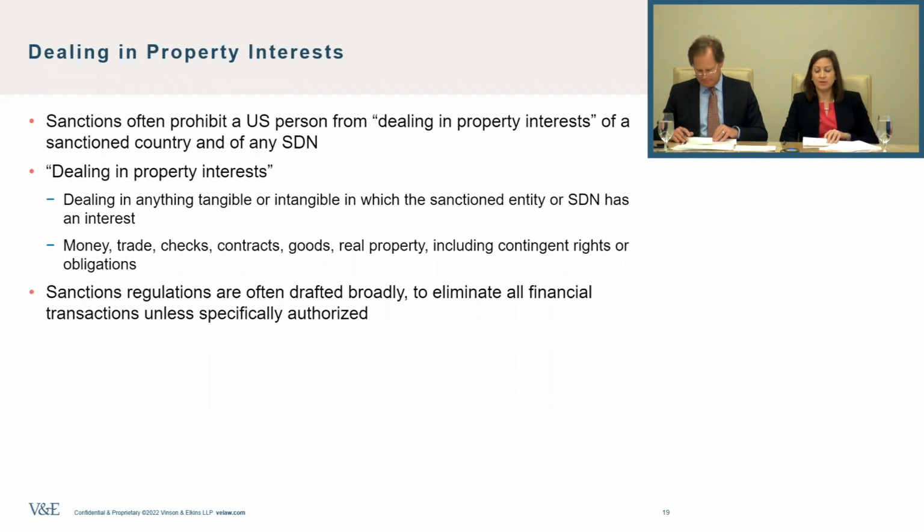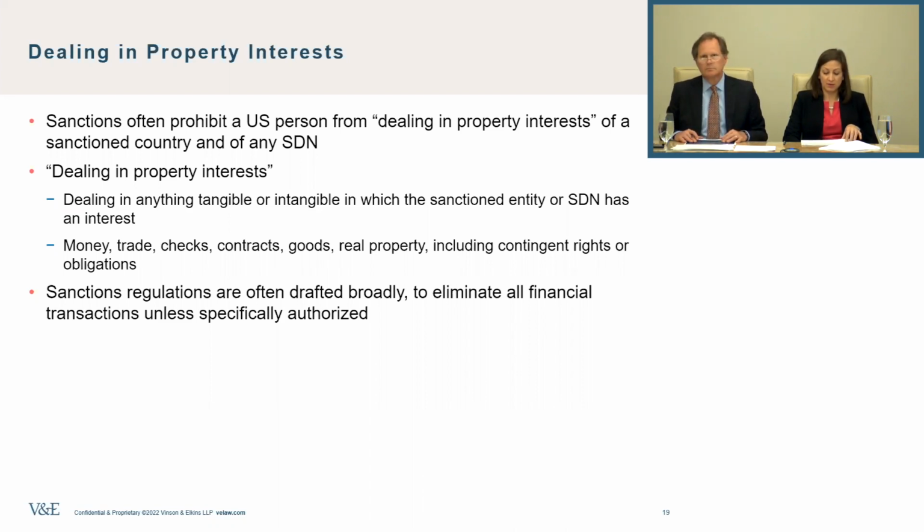Dealing in property interests is the prohibition relevant to SDNs, and it's U.S. persons who are prohibited from dealing in those property interests. Property interests are very broadly defined by OFAC. It's a very large paragraph of a definition naming probably about 100 different things. So they include really anything intangible or tangible, money, trade, checks, contracts, any contingent rights, and including future interest in something. So it's a very broad prohibition in dealing with property interests.